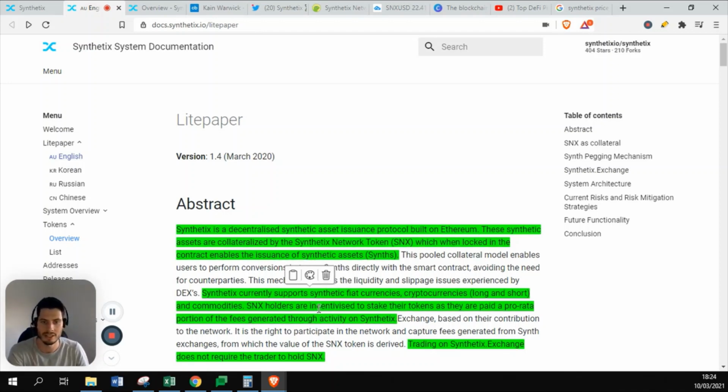Synthetix currently supports synthetic fiat currencies and cryptocurrencies, long and short. So you can go long, which means you bet that the market goes up, or you can go short and bet that the market goes down. And also for shorting, Synthetix has an opportunity to build assets that follow the market when it goes down, and they're called inverse.